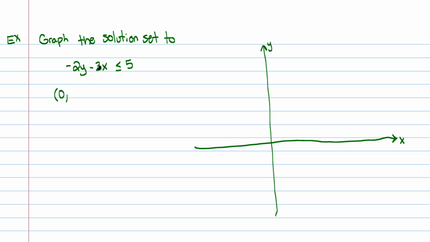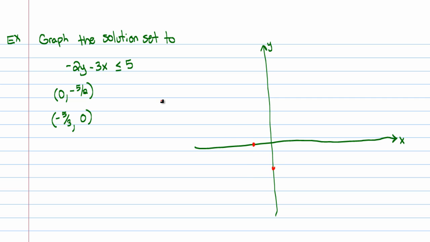When x is 0, so make that negative 3x disappear, you get negative 2y is equal to 5. I know it's not really equal to 5, but I'm just trying to find the intercepts here. So when x is 0, you get that y is equal to negative 5 halves. And along the same lines, when y is 0, you get that x is equal to negative 5 thirds. So let me plot those points so you can see them. So 0 comma negative 5 halves might be down here, and negative 5 thirds comma 0 might be right here, something like that.